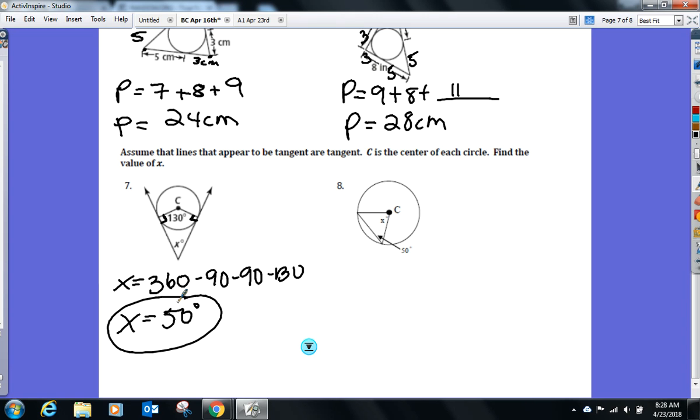There are no tangent lines in 8, so maybe you've got to dig deep for some older circle facts. 50 is pointing to the angle. All right, so you can't use any tangent line facts here, but you can use a couple circle ones.